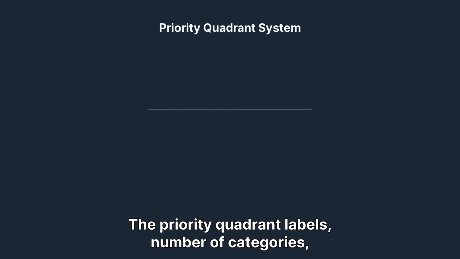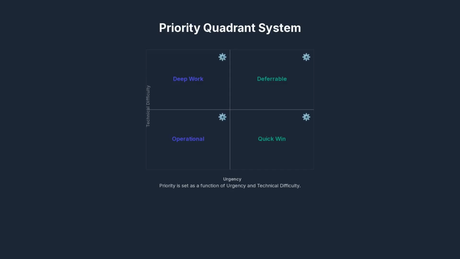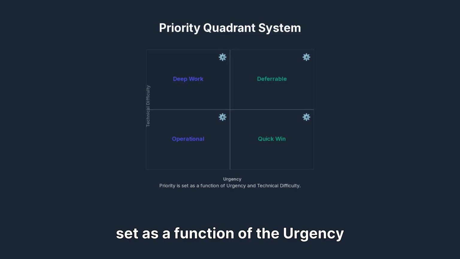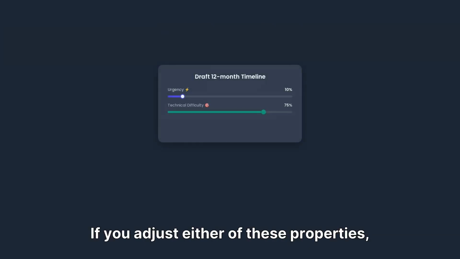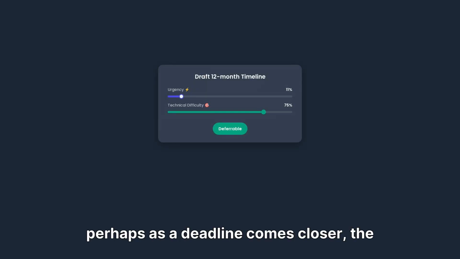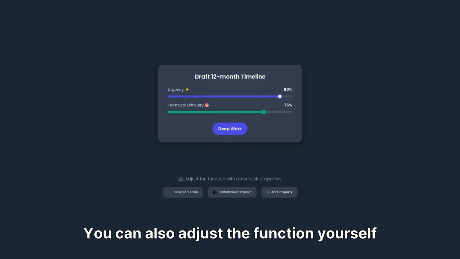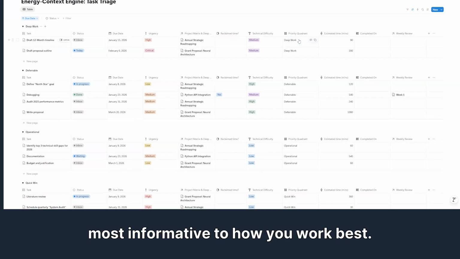The priority quadrant labels, number of categories, and how they are applied are all customizable. In the default setting, the priority is set as a function of the urgency and technical difficulty. If you adjust either of these properties, perhaps as a deadline comes closer, the priority will be updated. You can also adjust the function yourself to include other task properties that are most informative to how you work best.